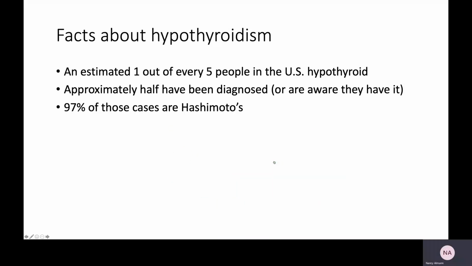A few facts about hypothyroidism. Approximately 1 out of every 5 people in the US is hypothyroid. And about half have been diagnosed or are aware they have it. And 97% of those are Hashimoto's. So 97% of those cases are autoimmune cases.